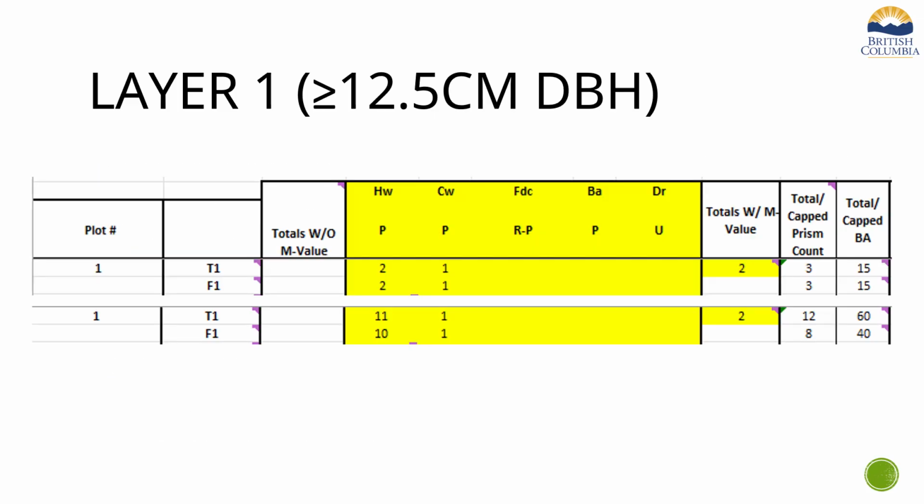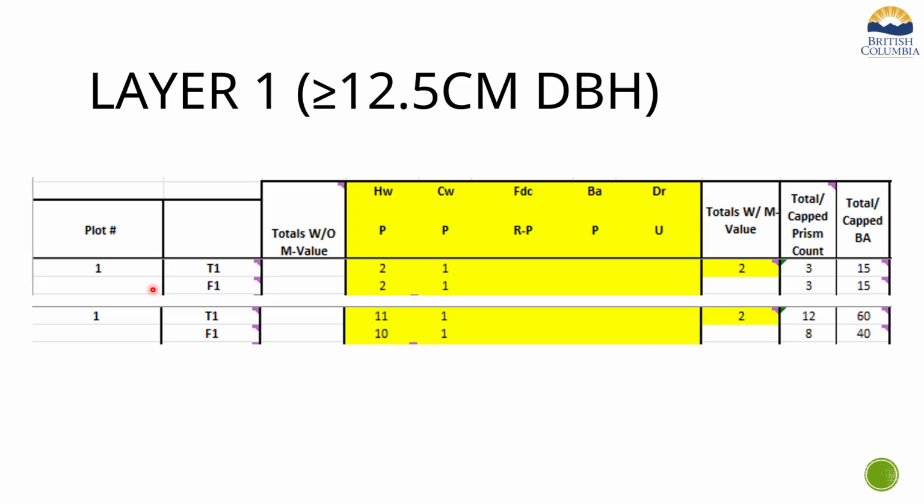Okay, I'll now show you how to enter that info into the new spreadsheet. For each plot, there's 2 rows for layer 1 information. The T1 row right here is for a layer 1 inventory information. The T represents total trees. The F1 row is for your silviculture information. The F represents free growing.